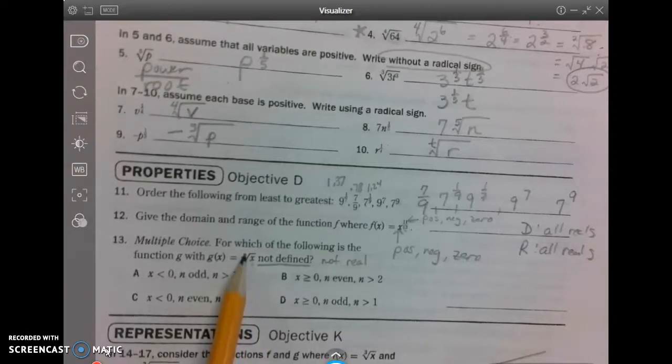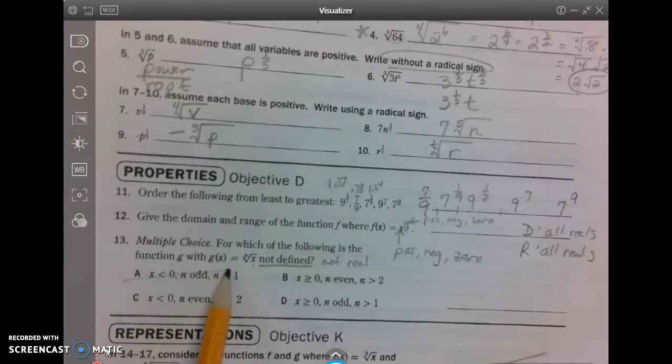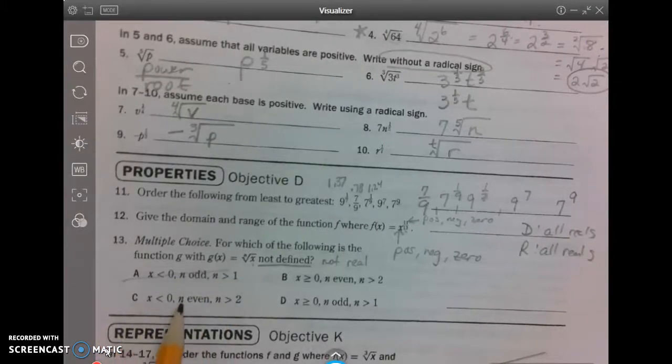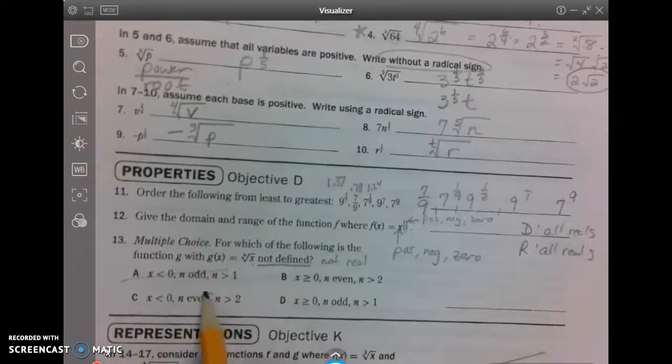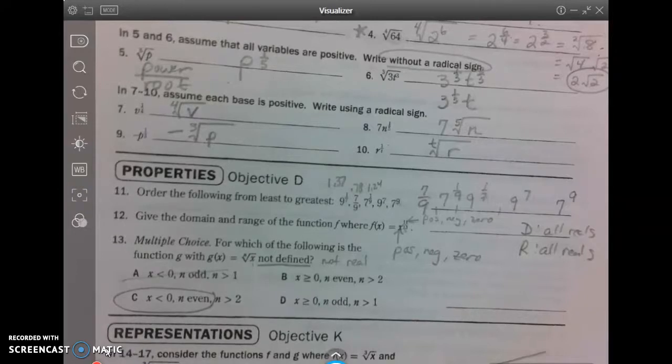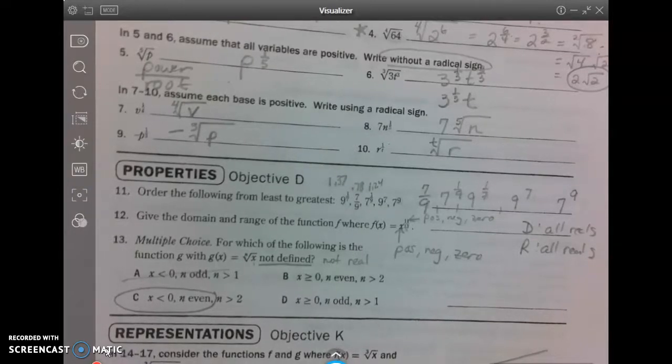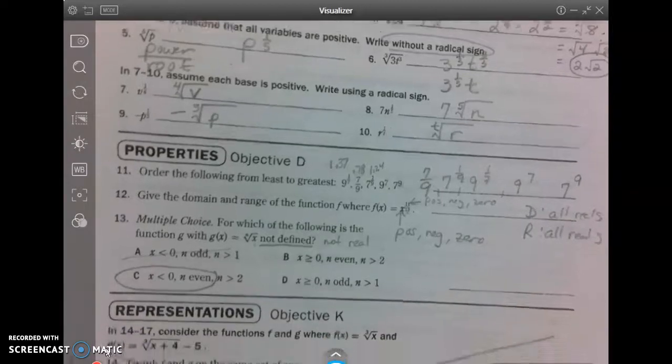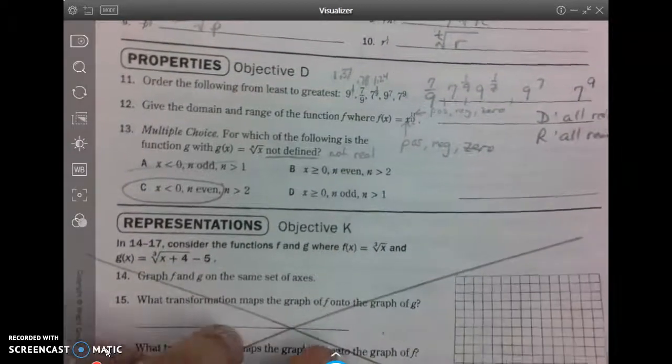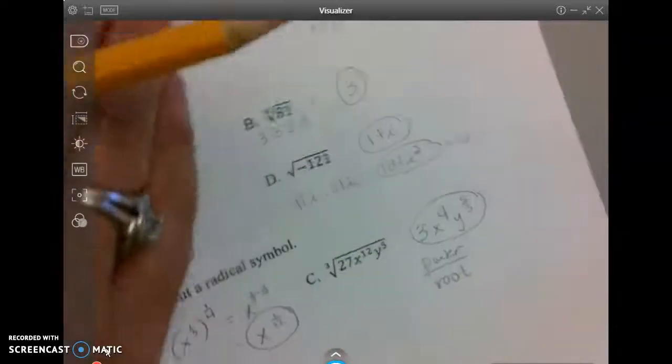So let's see. It says x is negative and n is odd. Not that one. X is negative and n is even. That's the one we want. Okay? That would be when it's not defined. And then we get to skip this one, the one at the bottom. Let's go to the next page of the lesson master.